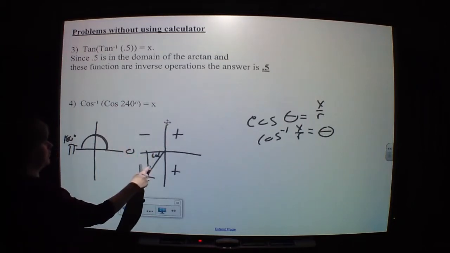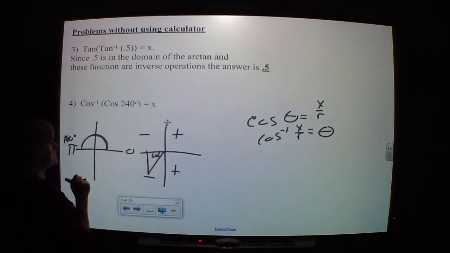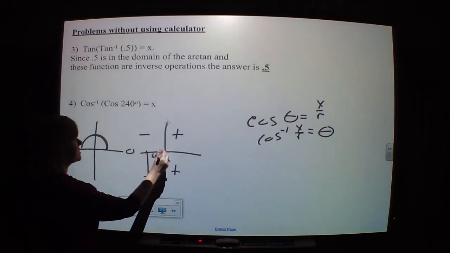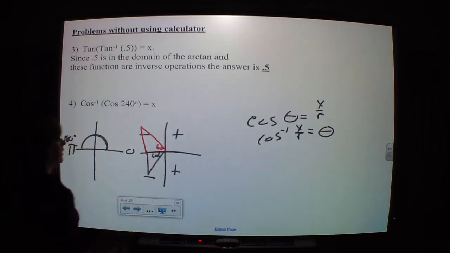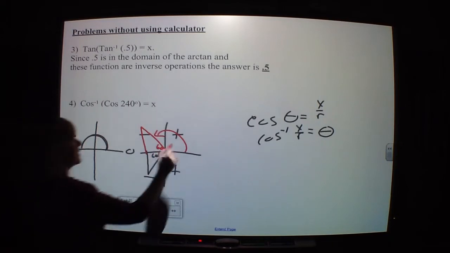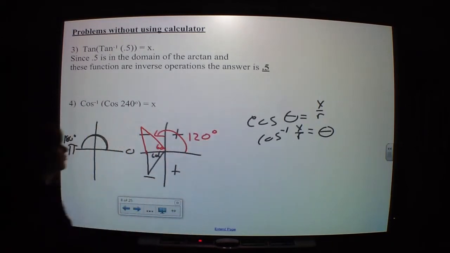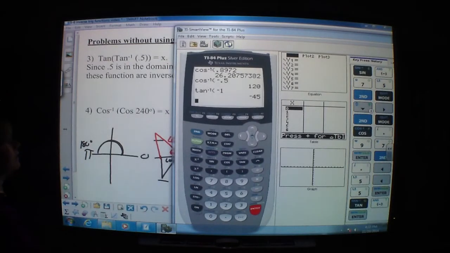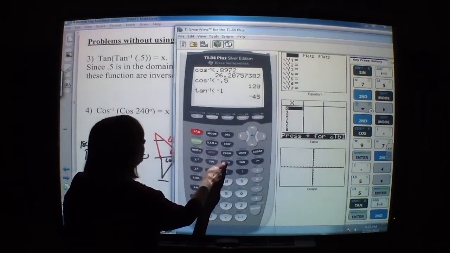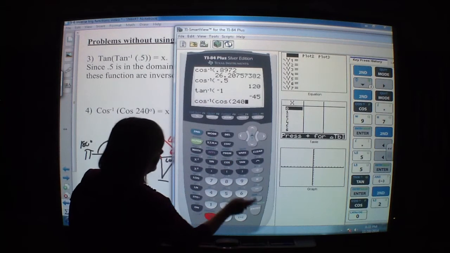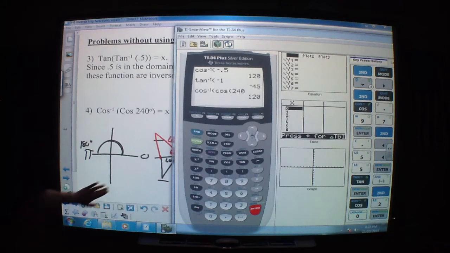So cosine of 240 puts me in the third quadrant with a 60-degree reference angle. Cosine's negative here. Cosine's also negative in the second quadrant, so I can still draw it in that quadrant with a reference angle of 60. And my answer then would be 120 degrees. And if you want, pick up your calculator and double check it. I have the inverse cosine of the cosine of 240. 120.